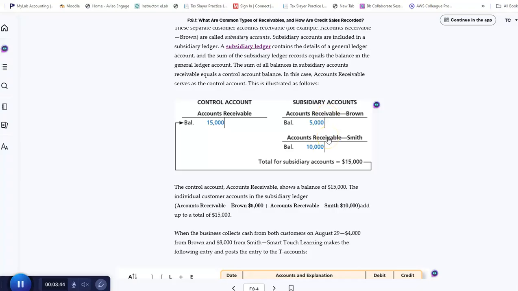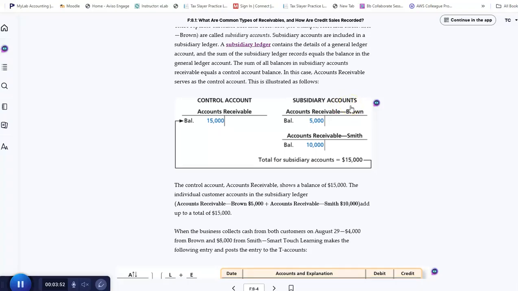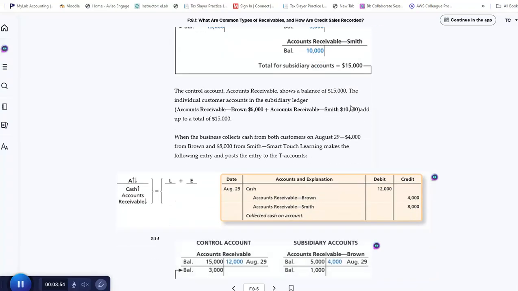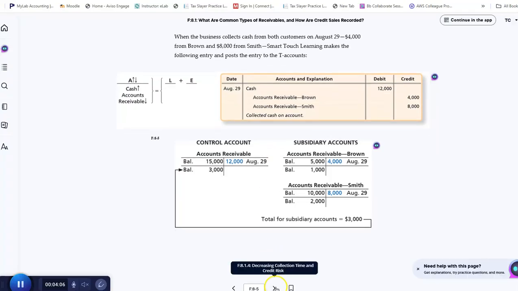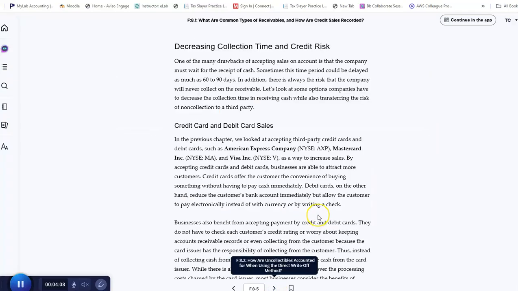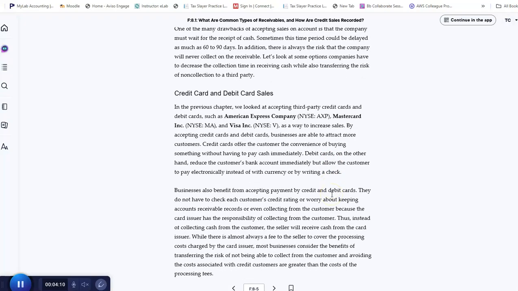Accounts payable would work the same way. That's not in this chapter, but accounts payable also has a control account and subsidiary accounts with each of our vendors' balances as well. So when we collect money from the customer, what we've seen before is we debit cash and we credit accounts receivable. And we hope that that is the process and that everyone pays us.